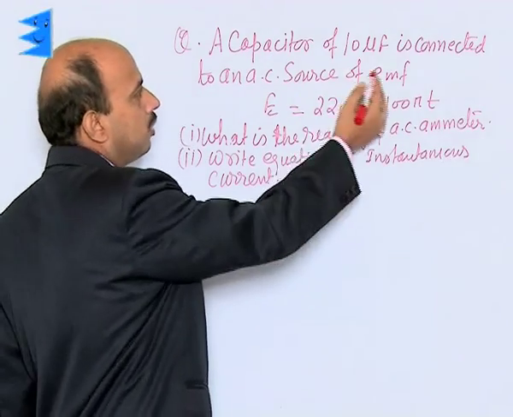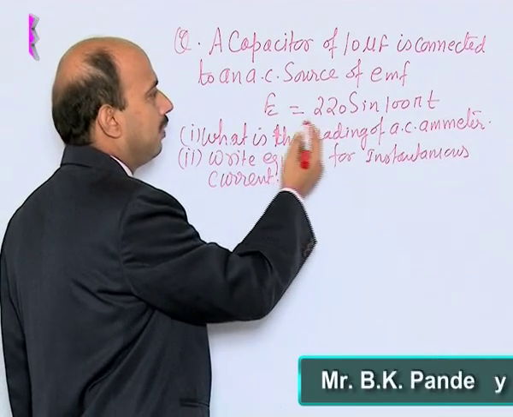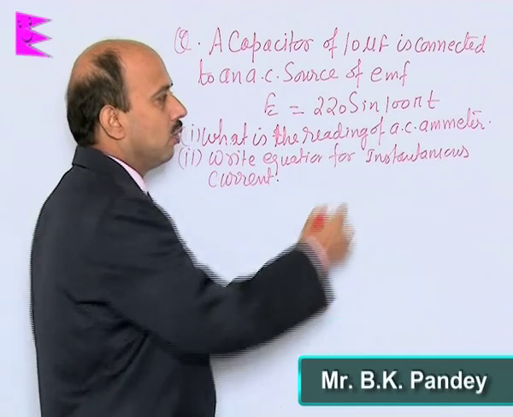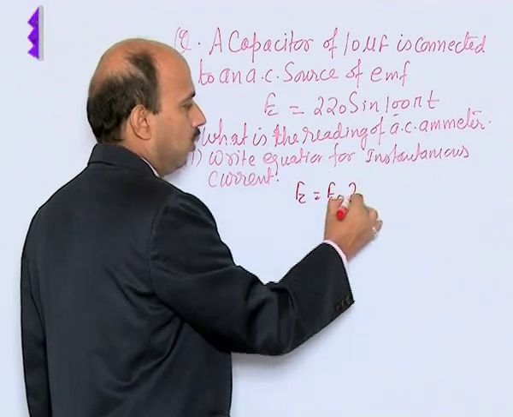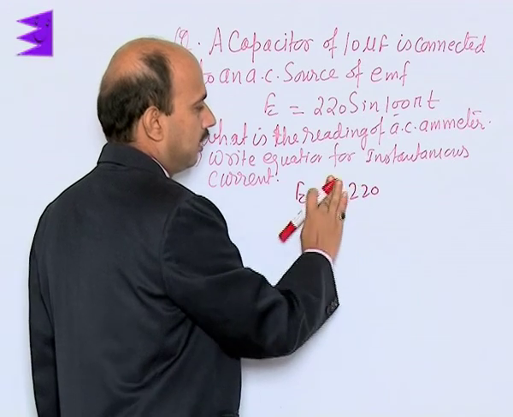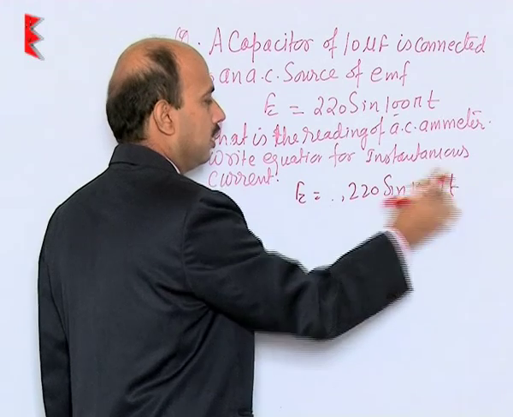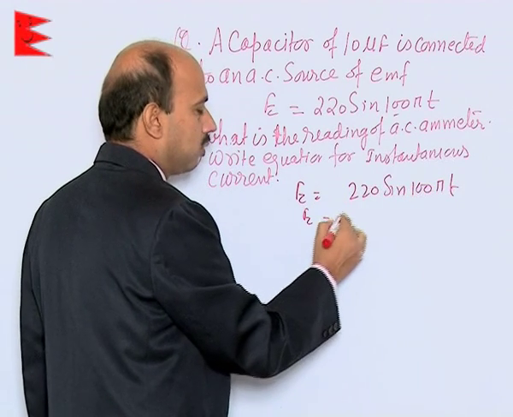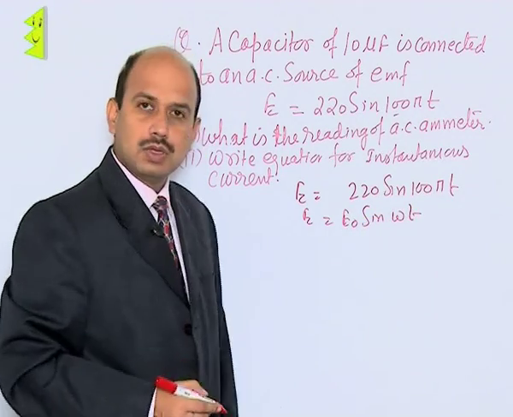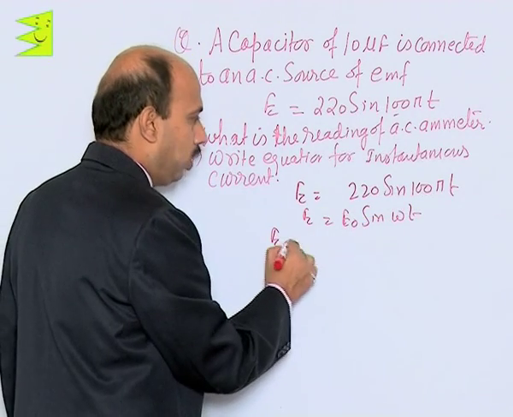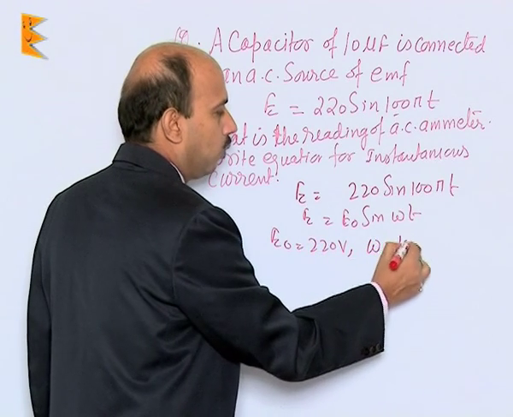Now see, a capacitor of 10 microfarad is connected to an AC source of EMF E is equal to 220 sine 100 pi t. So, EMF at any instant is given to you as 220 sine 100 pi t, which is parallel to E is equal to E naught sine omega t. So, here we can write E naught is equal to 220 volt and omega is equal to 100 pi.